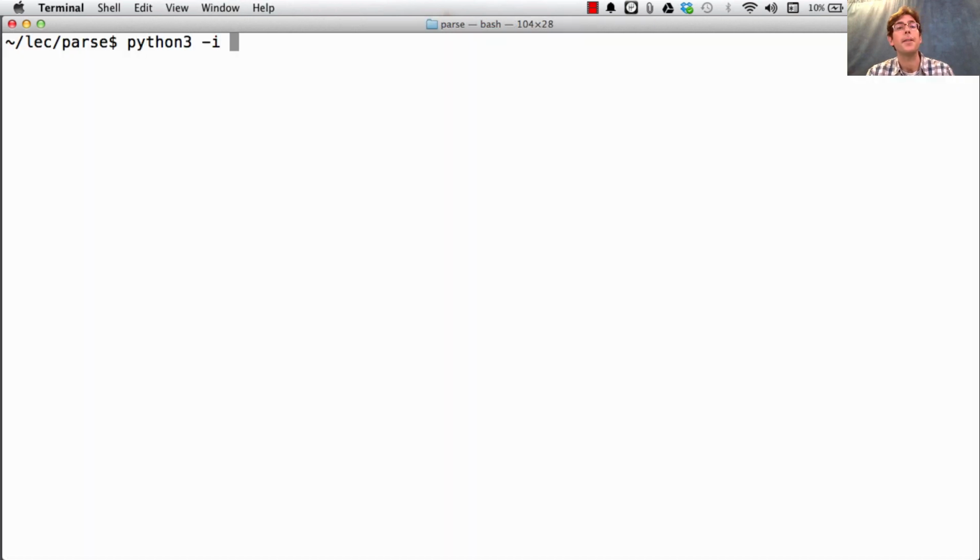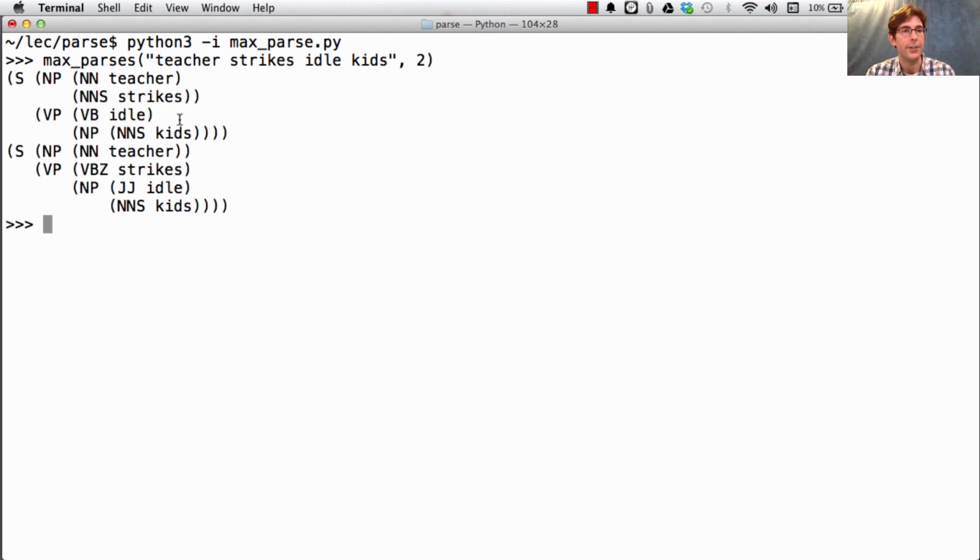So the result of all this is that I can run max parse and ask it for the max parses of teacher strikes idle kids. The top two interpretations are that teacher strikes idle kids, the correct one under the original interpretation, and teacher strikes the idle children, the second interpretation that we considered. And we can also get the max parses of the original sentence that we discussed.